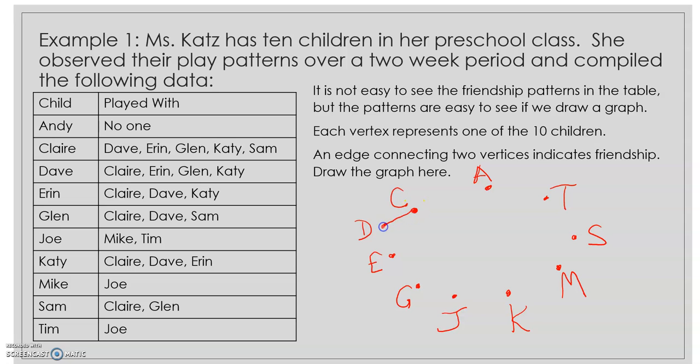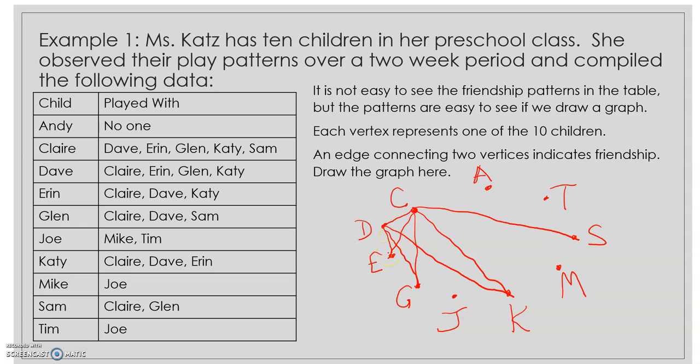Claire played with Dave, Aaron, Glenn, Katie, and Sam. Dave played with Claire. We already have that line. He also played with Aaron. Dave played with Glenn. And Dave played with Katie. Dave played with Claire, Aaron, Glenn, and Katie.